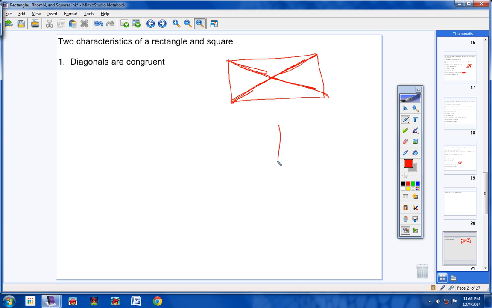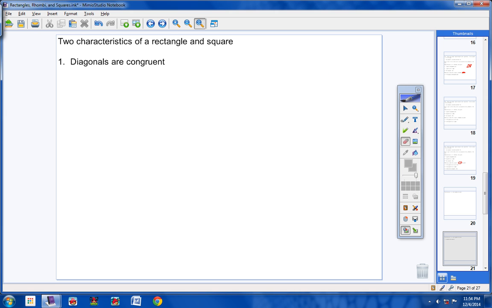That's true for a square too. If you have a square and this diagonal here is 5, and this one here is also 5. So when you have a rectangle or a square, the diagonals are congruent. Please copy this down.